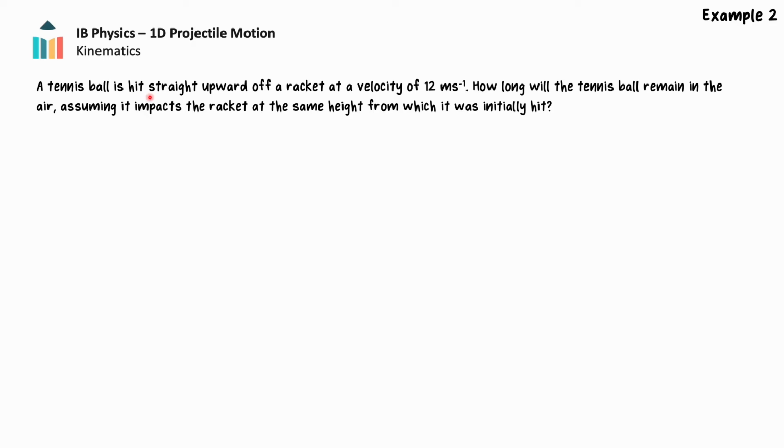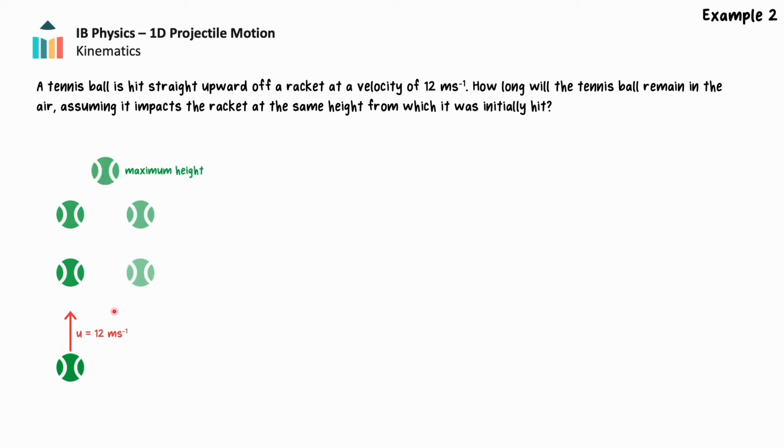A tennis ball is hit straight upward off of a racket at a velocity of 12 meters per second. How long will the tennis ball remain in the air, assuming it impacts the racket at the same height from which it was initially hit? Again, we'll start with a labeled diagram.